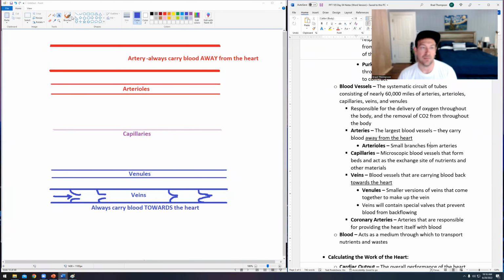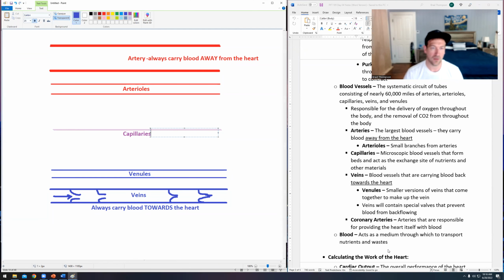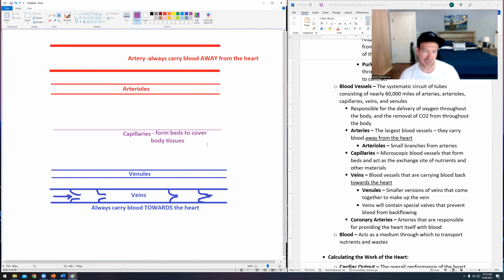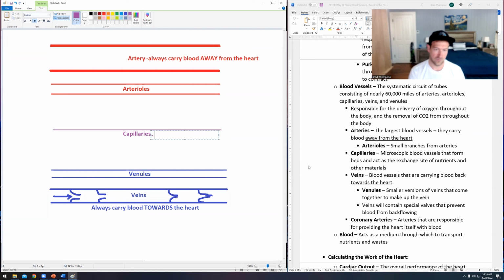And then capillary beds, capillaries form beds to cover body tissues. So these are very, very tiny blood vessels here. Form beds to cover body tissues.